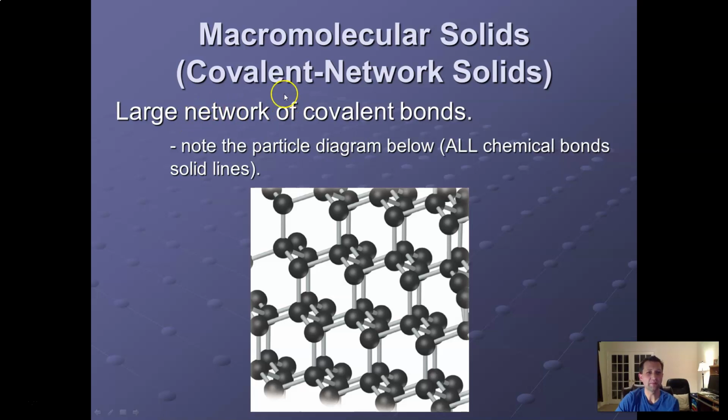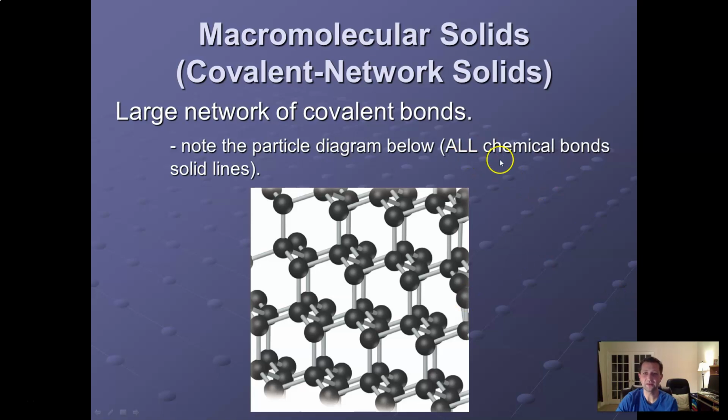But let's take a look at what I mean by a macromolecular or covalent network solid. The prefix macro obviously means big. So I have a picture of one of these macromolecular solids here. It's a large network, there's that macro prefix again, a large network of covalent bonds, hence covalent network. It's where you literally just have atom after atom after atom after atom ongoing here, connected through actual chemical bonds.